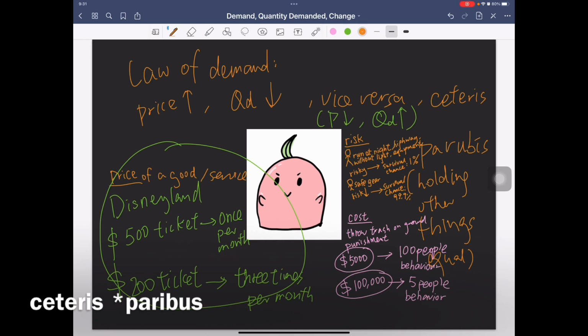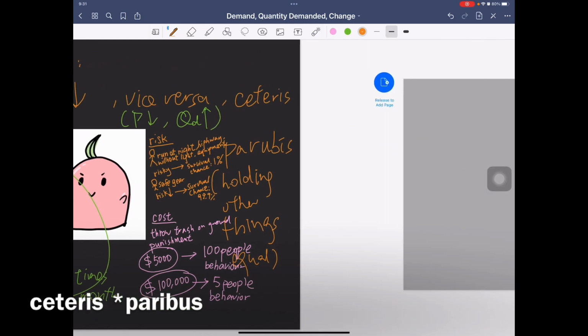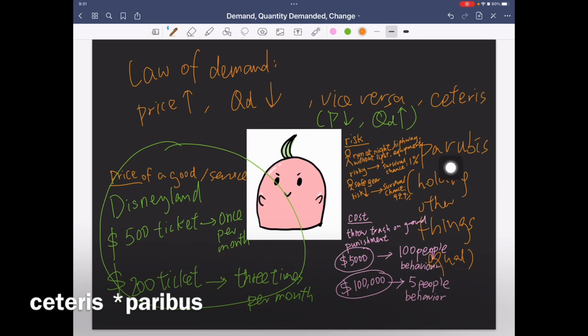So we can say that the law of demand really is consistent a lot in our daily life. That's why it is called the law in economics. Very important and very interesting phenomenon. So this is the law of demand in three aspects: the price, the cost, and the risk.